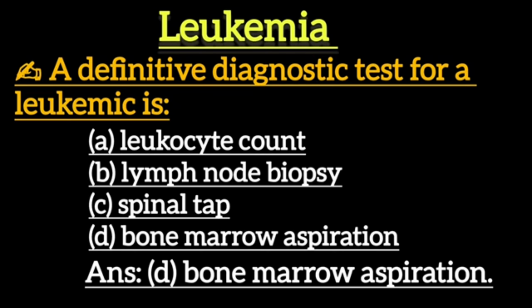Next one is, a definitive diagnostic test for leukemia is option A, leukocyte count. Option B, lymph node biopsy. Option C, spinal tap. Option D, bone marrow aspiration. Correct answer is option D, bone marrow aspiration.